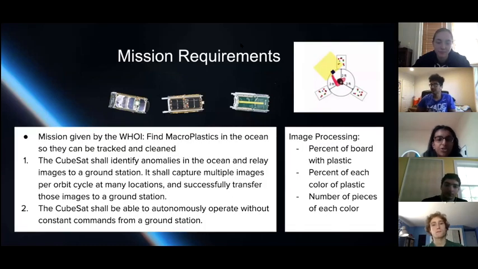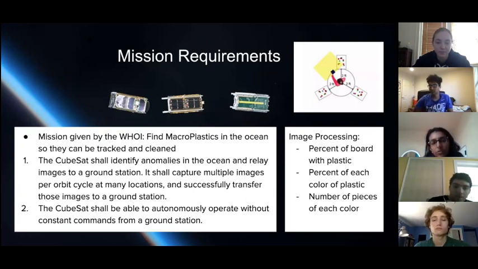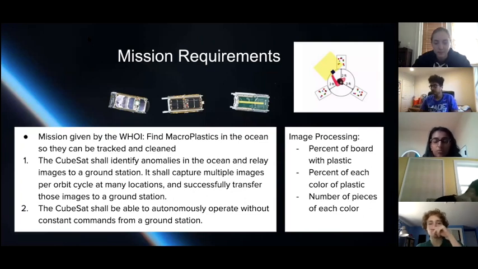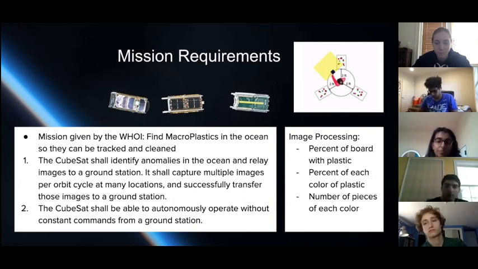So our mission for building the CubeSat this year was given by the Woods Hole Oceanographic Institute, and we were to model a mission where our CubeSat takes pictures of the ocean's surface from orbit and identifies pieces of plastic on the ocean's surface. The way we model this mission, you can see our mission setup on the upper right hand. We rotated our CubeSat in a 2-foot radius circle, and we captured multiple images per orbit that we then sent to our ground station, which in our case was our laptop or computer.